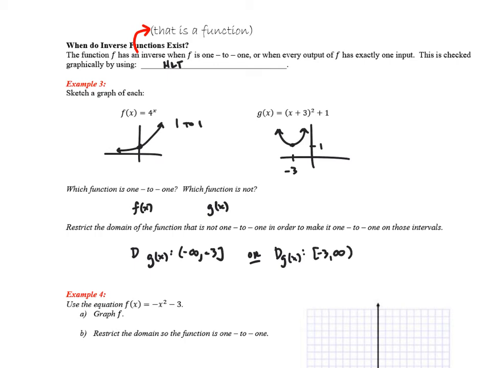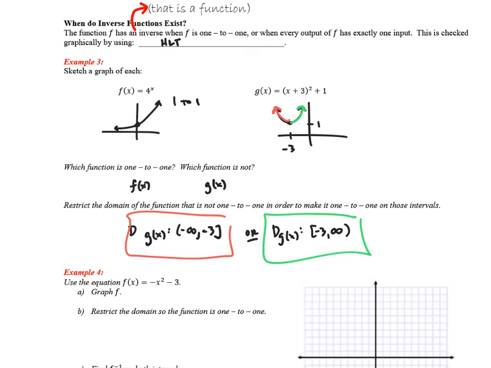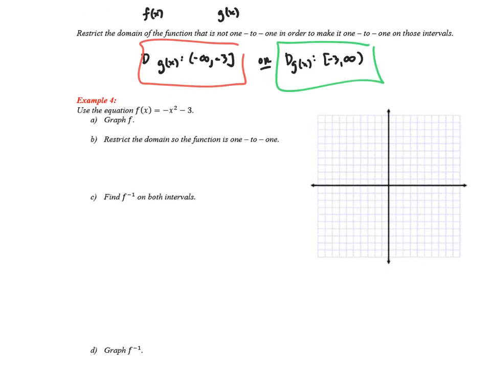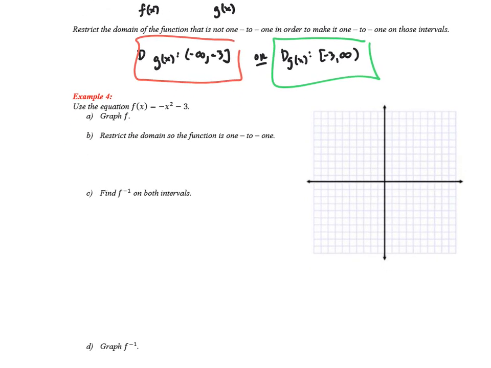Right? Either way, and so if I were to sketch that, this domain would be that portion of the graph, and this domain would represent this portion of the graph. So now the red portion would pass the horizontal line test, and so would the green portion if they were done individually. So let's look at an example of that and coming up with an inverse for a restricted domain.